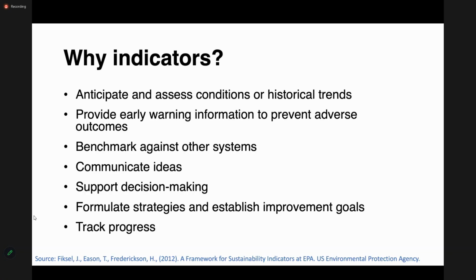So it can also support decision making. What are the exact decisions we need to take to address these particular targets, to make sure that we are reaching these goals? So we can then make appropriate strategies and track progress.